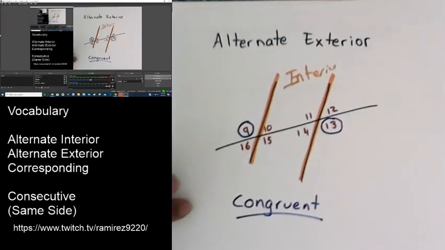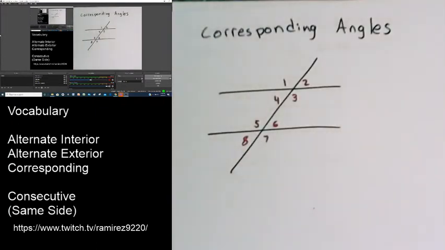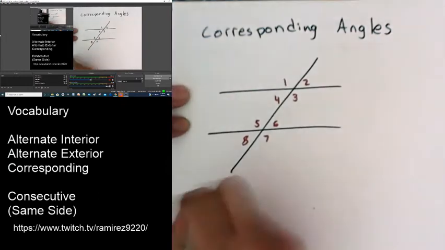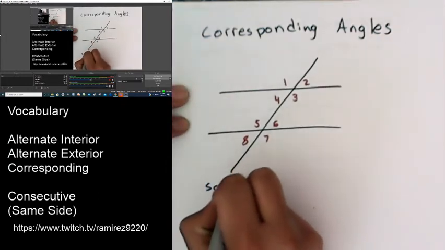Now we're going to look at corresponding angles. It's a little bit weird to describe in words, but corresponding angles are going to be on the same side of the transversal. Okay, so they're going to be on the same side of the transversal.